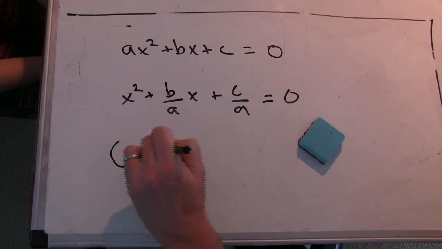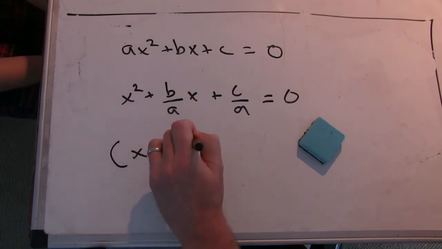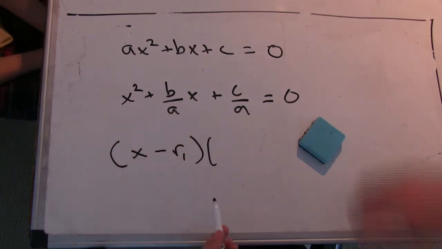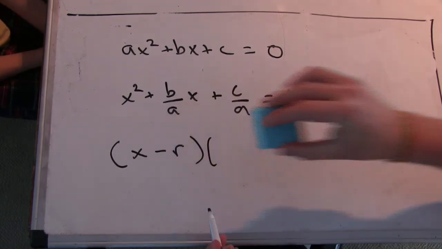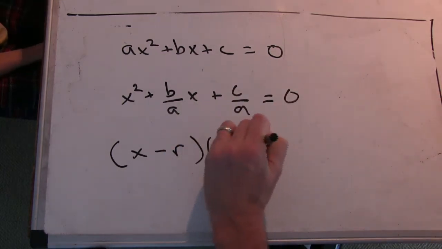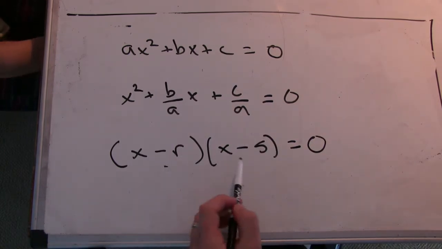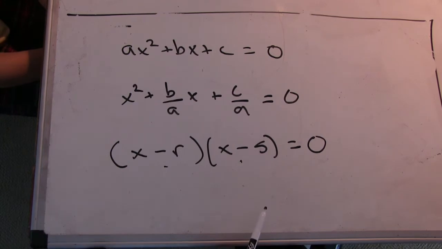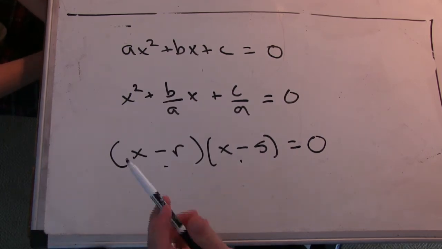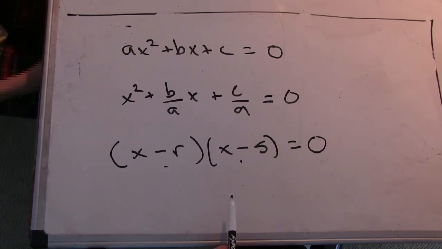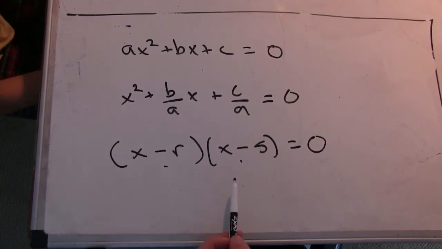A different way to solve this would be factoring. So I could say this is x minus the root r times x minus s equals 0. I think in his video he uses r and s for the roots. And if a product of two things equals 0, what needs to be true? One or both of them has to be 0.